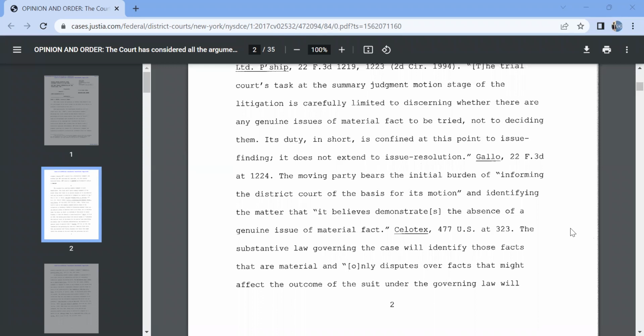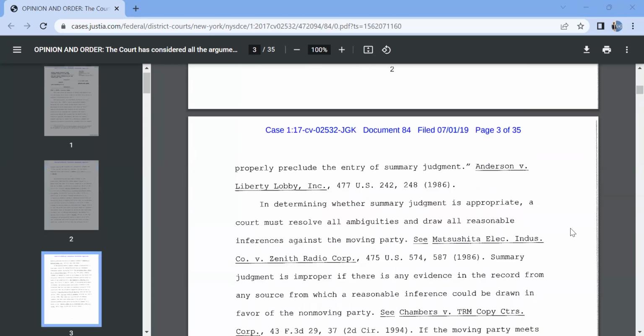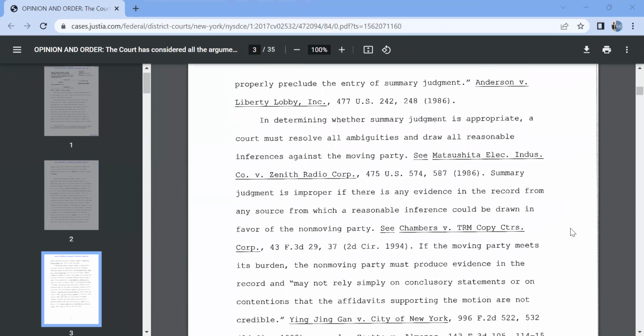The moving party bears the initial burden of informing the district court of the basis for its motion and identifying the matter that it believes demonstrates the absence of a genuine issue of material fact. The substantive law governing the case will identify those facts that are material, and only disputes over facts that might affect the outcome of the suit under governing law will properly preclude the entry of summary judgment. Anderson versus Liberty Lobby, Inc., 1986.